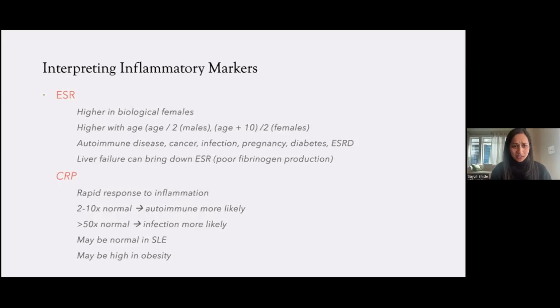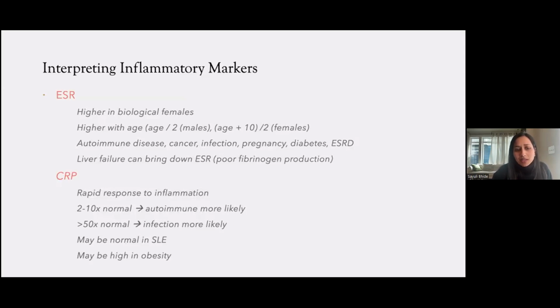It can also be elevated in cancer, infection, pregnancy, and diabetes, and it can actually be lower in any disease where the patient's not producing a lot of fibrinogen, in particular patients with severe liver disease. And then CRP tends to be elevated faster and come down faster than ESR does. It may actually be completely normal in patients with lupus, so it's not considered a reliable inflammatory marker in patients with lupus.